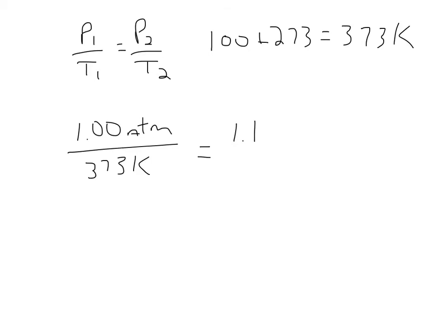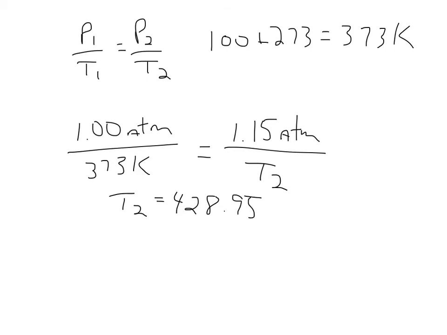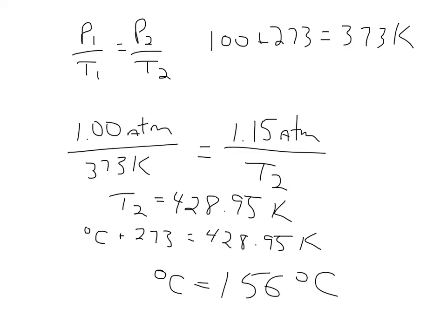We've changed the pressure to 1.15 atmospheres. And we want to know what the temperature will be. So when you solve this for T2, you get 428.95 Kelvin. But the problem asks for the temperature in degrees Celsius. So we use degrees Celsius plus 273, okay, is equal to Kelvin. When you solve for degrees Celsius with correct sig figs, you get 156 degrees Celsius.